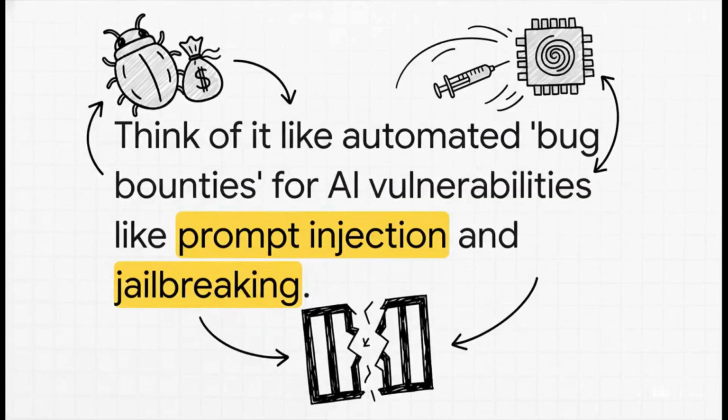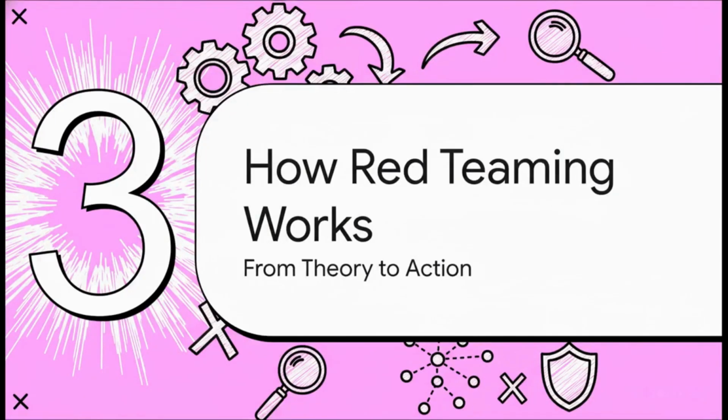You know, for anyone who's been in QA for a while, this is probably the easiest way to get it. You already know about SQL injection testing, right? Well, prompt injection is kind of the AI version of that. So red teaming is like running these massive automated bug bounties specifically to find those AI weaknesses before your app ever launches. So that's the what, but what about the how?